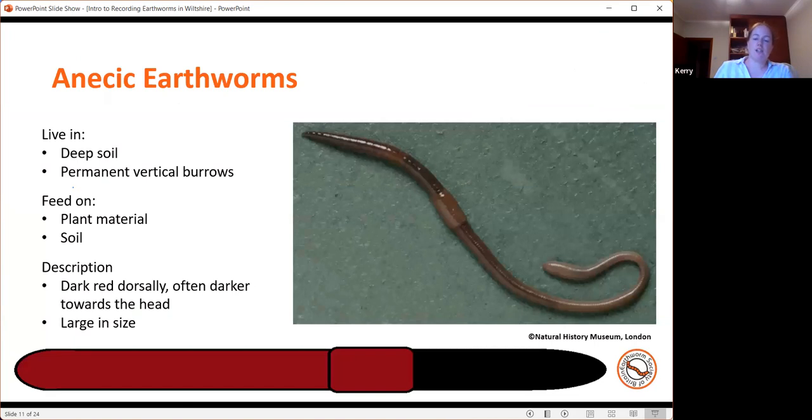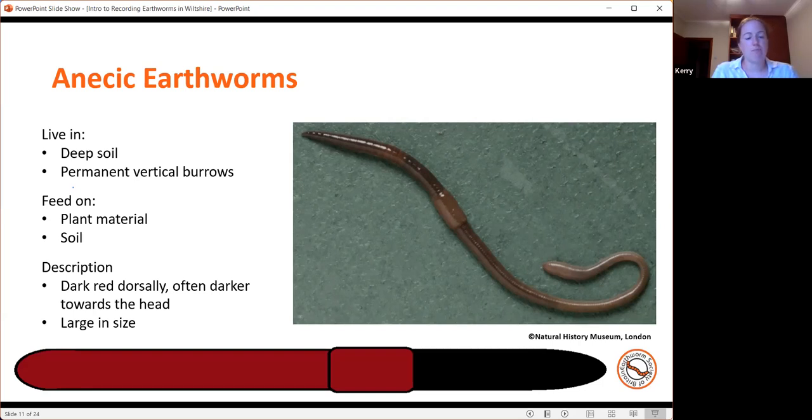So the anecic earthworms, these are the deep vertical burrow making ones. They make these permanent vertical burrows that they live in, and they feed on soil in the burrows, and then they also come up to the surface, usually at night time, and collect plant material from the surface, so dead leaves and things, for example, and they'll drag that back down inside the burrow, and then they'll feed on it in the burrow.